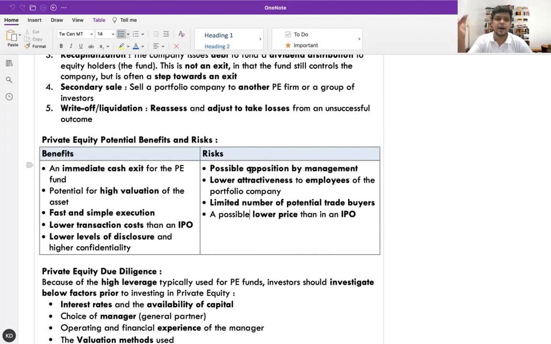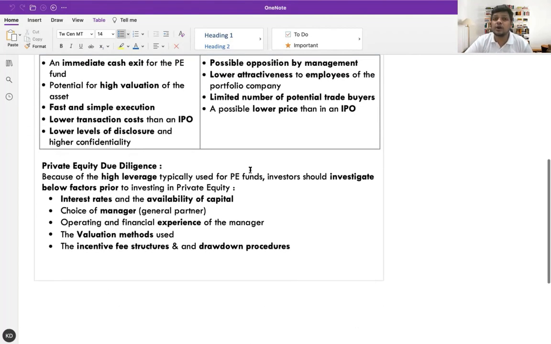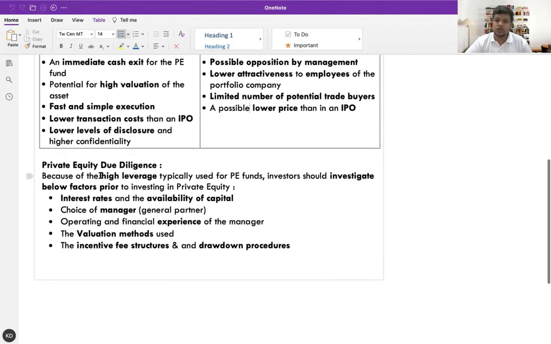Also, the money required in a PE fund is not small. Plus, you're dependent on that one fund manager, the general partner. Correct? And you have so many restrictions. So you have to take a lot of care when you invest in a PE fund. So that is what we call due diligence. Because of high leverage typically used by PE funds, investors should investigate the below factors.